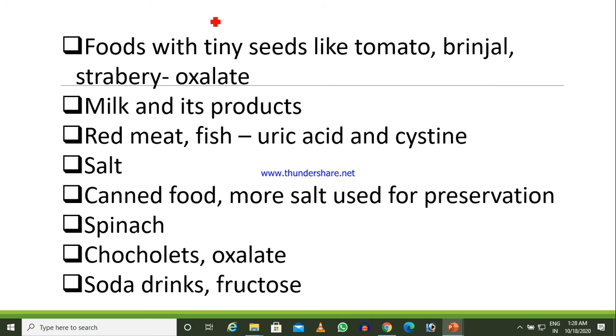Now, this is a very important thing I will ask everybody to follow, even those who are not experiencing renal calculi.